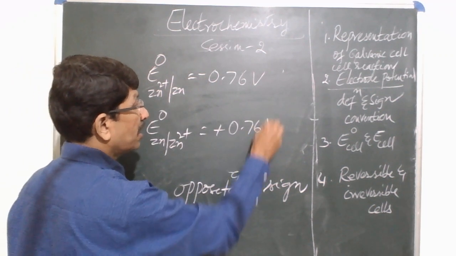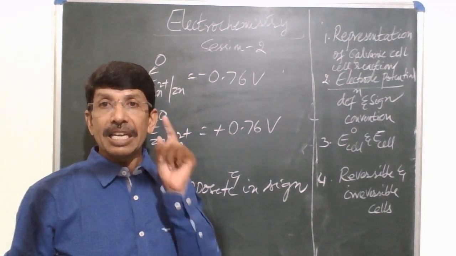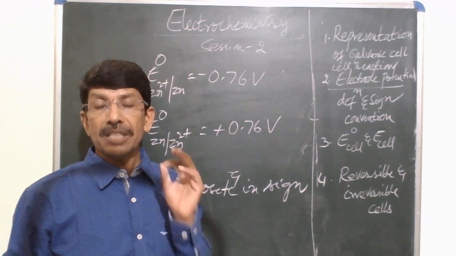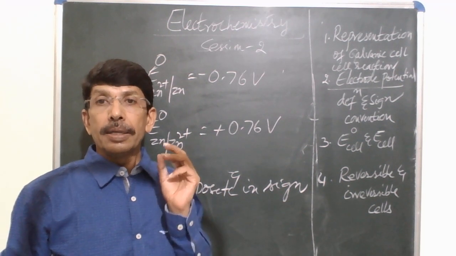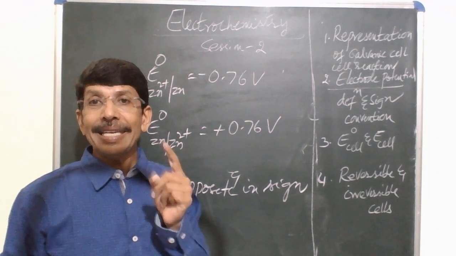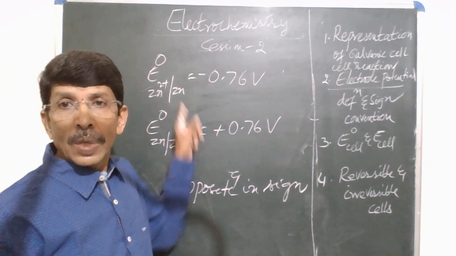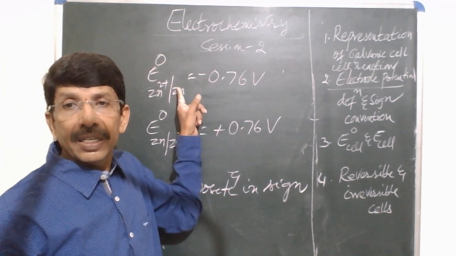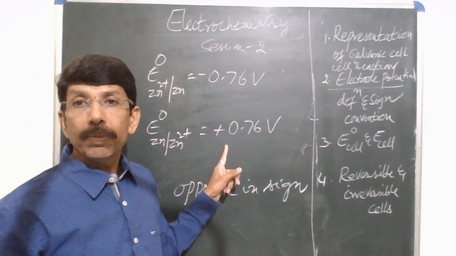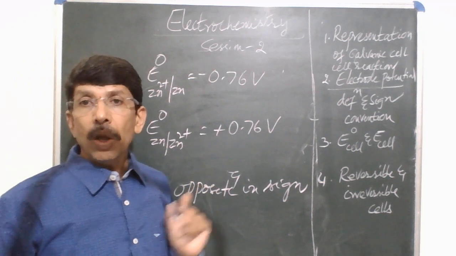Standard oxidation potential of zinc electrode is 0.76 volts. Look here. For any reversible electrode, there will be reduction and oxidation potentials. And reduction and oxidation potentials of a particular electrode are equal in magnitude and opposite in sign. The reduction potential of zinc is minus, whereas oxidation potential of zinc is plus. So look, magnitude is the same, but sign is opposite.